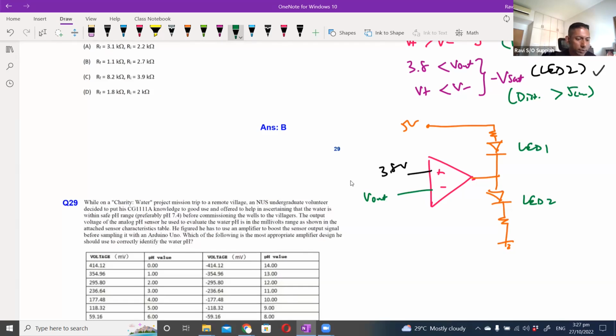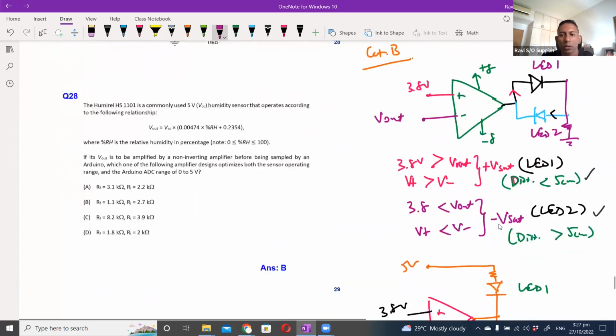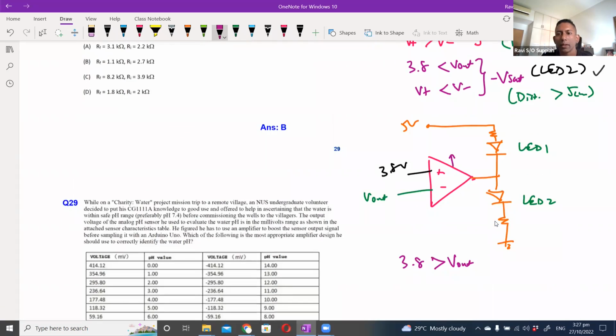Okay, now let's see what is going to happen. If my 3.8 volt is greater than your V out, so this is also a dual supply, correct? So circuit C is also a dual supply. So I have a plus 8 and negative 8. So when your 3.8 volt is greater than your V out, then what happens? I will go to plus V set. So that will allow my first circuit, LED 2, to be forward biased.